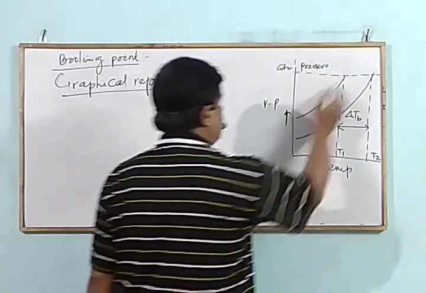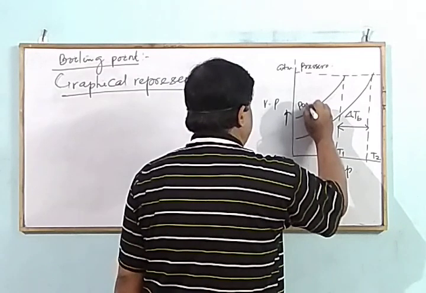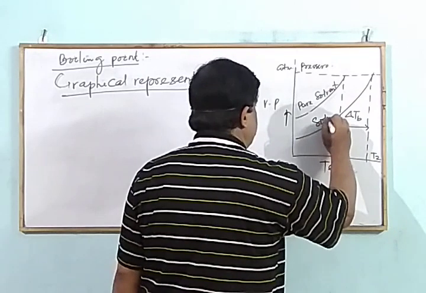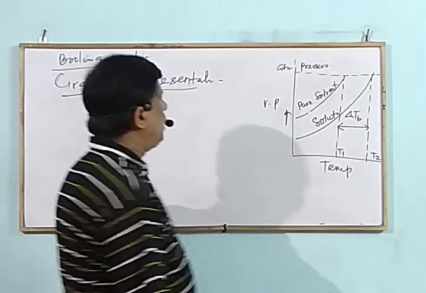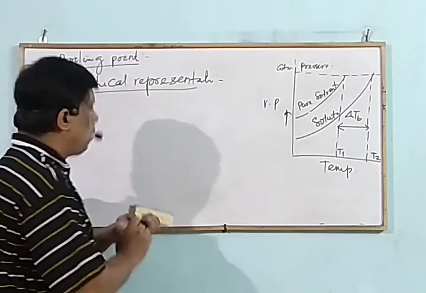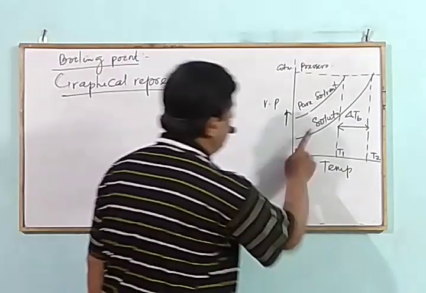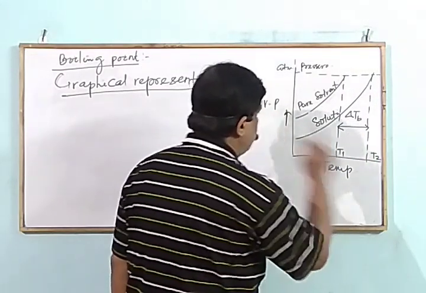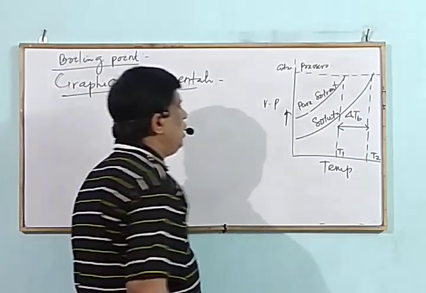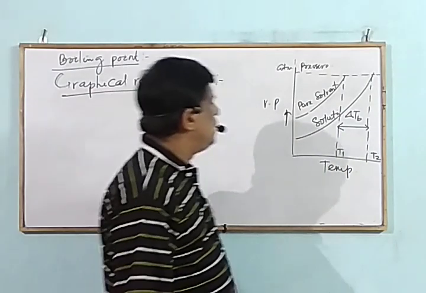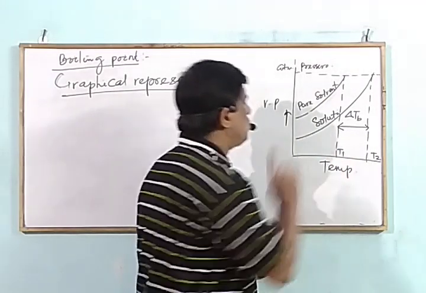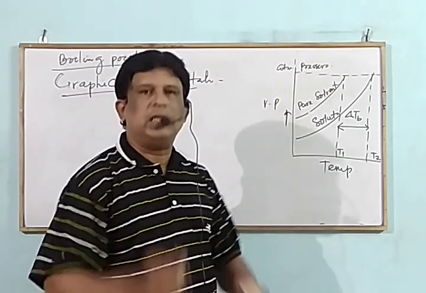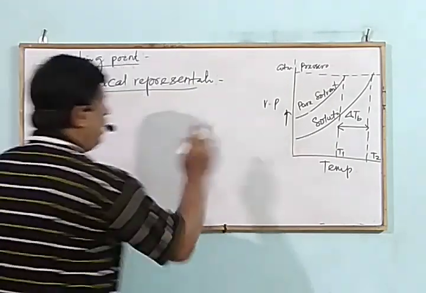So this graph is for pure solvent. This curve is for solution. If we plot a graph by taking vapor pressure versus temperature, we have this curve. It is clear that T2 is the boiling point of the solution and T1 is the boiling point of the pure solvent. From this it is clear that boiling point of a solution is higher than that of the pure solvent. So the increase in boiling point is known as elevation in boiling point.